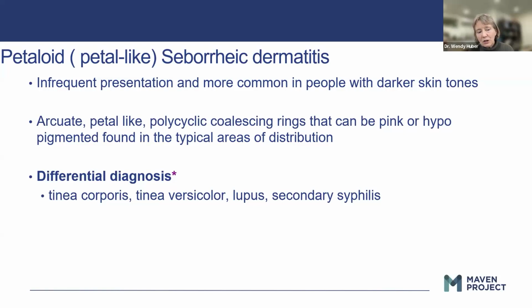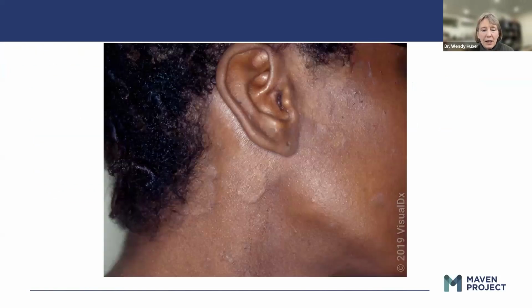So now you're starting to see a more well-defined rash, well-demarcated, and you have to think about things like tinea corporis, tinea versicolor, more importantly, lupus, secondary syphilis. So here's an example, next slide, of what it looks like. And you can see this looks very different from what we think of as seborrheic dermatitis. You've got these little arcuate forms that are very well defined. You can tell where they stop and start, and they almost look like you have a raised border.